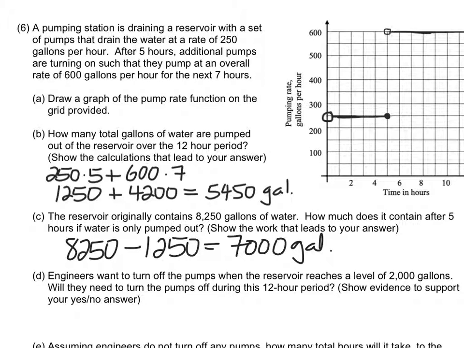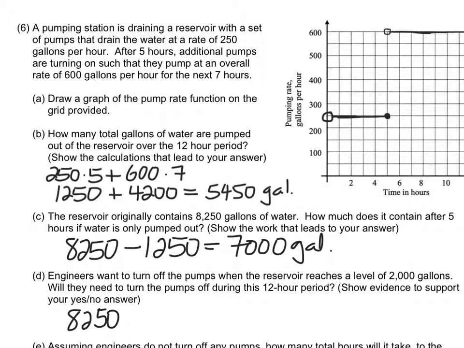All right, engineers want to turn off the pumps when the reservoir reaches a level of 2,000 gallons. Will they need to turn the pumps off during this 12-hour period? Show evidence to support your answer. So you do 8,250. No, this 12-hour period. 8,250 minus 5,450. Boom.